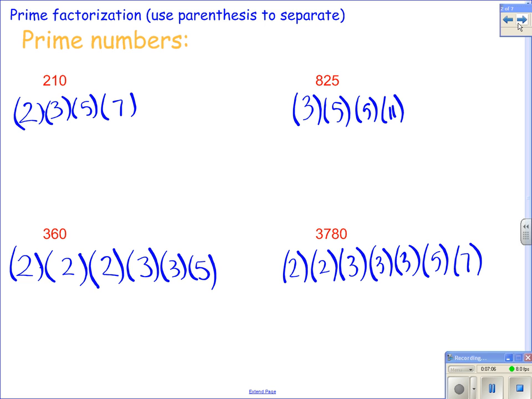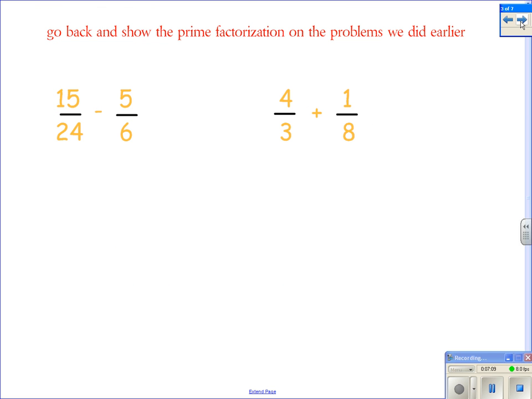All right, so let's use this idea to go back and redo these problems the way that I want to see them on the homework. So we already did these problems, but we're concerned about getting common denominators. So looking at the denominators, we want to make them into prime factors. So we can divide this by 2, which would give us 12. Can we divide 12 by 2? Can we divide 6 by 2? And you're left with 3. Okay, so 24 is 2 times 2 times 2 times 3.